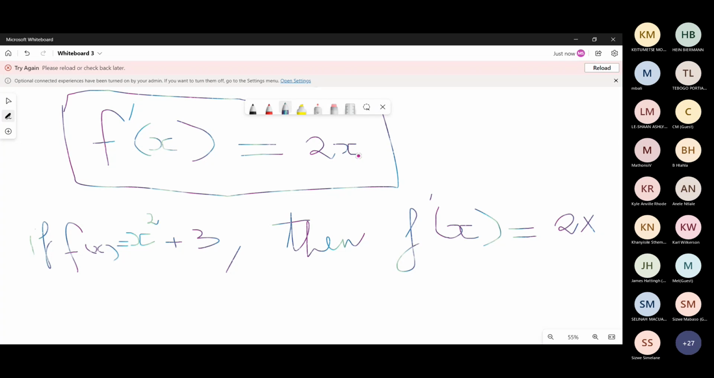Thank you so much. Now, so here we have our first function, x squared plus 3. Look here, please.